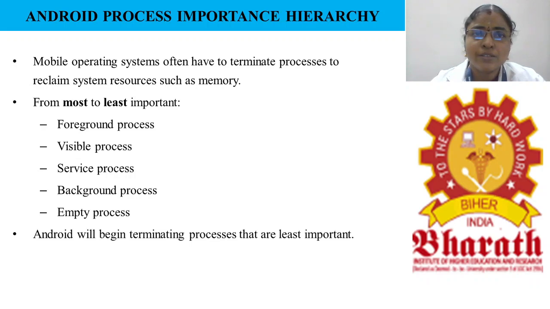Then the Android process importance hierarchy. Mobile operating systems often have to terminate processes to reclaim system resources such as memory. They reclaim the memory with the help of the most important and least important processes. Here the list of processes is provided from most to least important. First is the foreground process, second is the visible process, third is service processes, then the fourth is the background process, and finally empty processes. The Android OS will begin terminating processes that are least important.